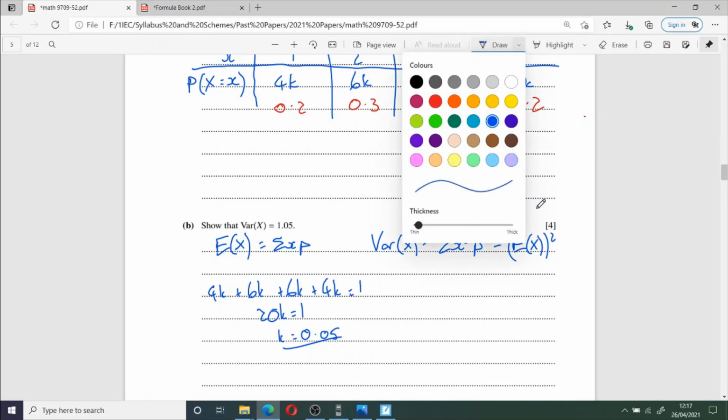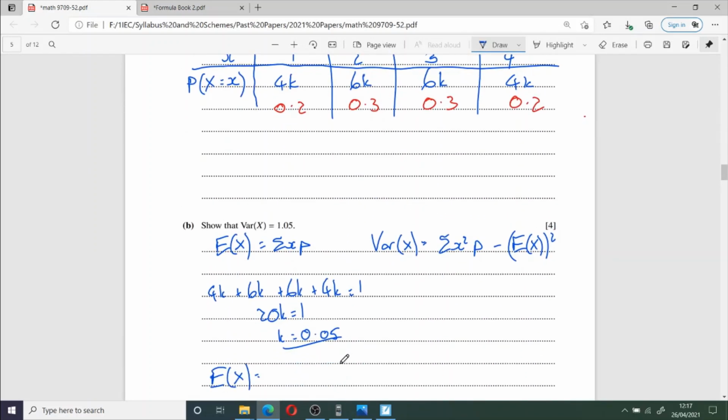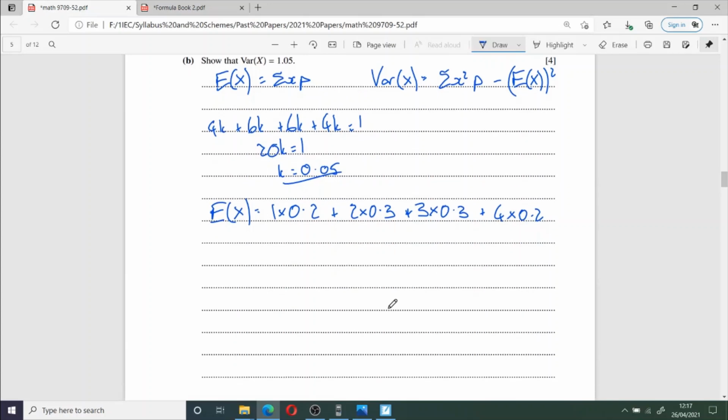So let's work out our expectation first. So E of x is equal to 1 times 0.2 plus 2 times 0.3 plus 3 times 0.3 plus 4 times 0.2. 0.2 plus 0.6 plus 0.9 plus 0.8. So 1, 1.9, 2.5 is our expectation.